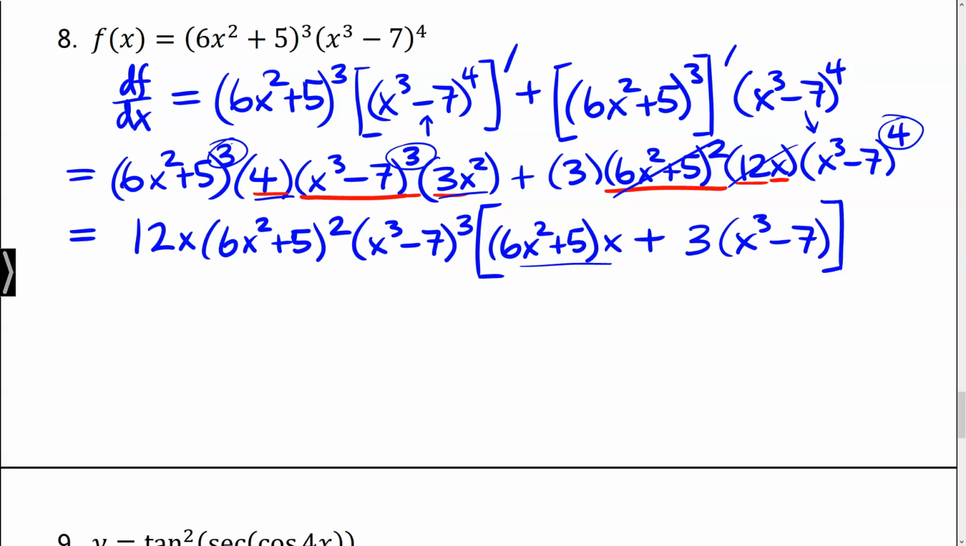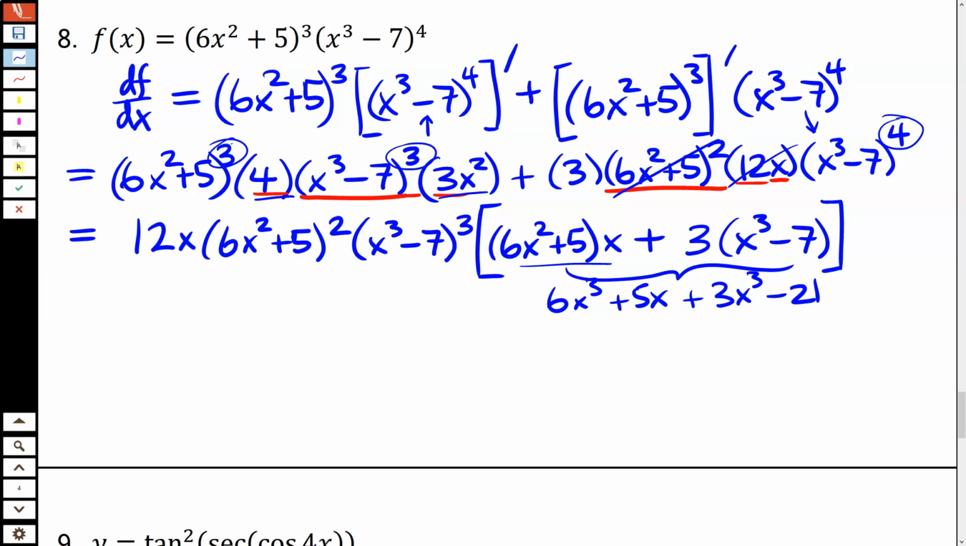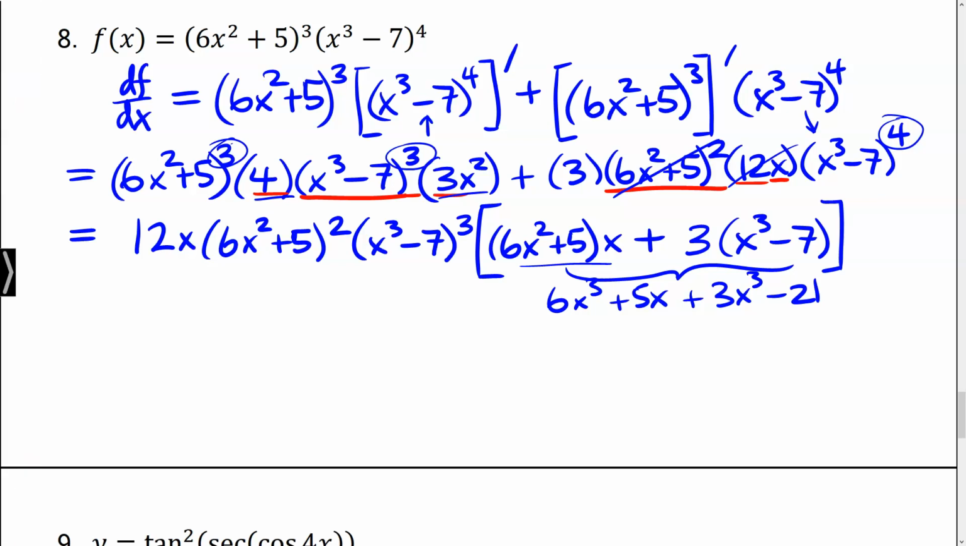Now we need to clean up what's in here. So we're going to distribute 6x cubed plus 5x, and then here we got plus 3x cubed minus 21. So the 6x cubed and 3x cubed, I can combine those. That makes a 9x cubed. And now I think I'm about ready to be done here.